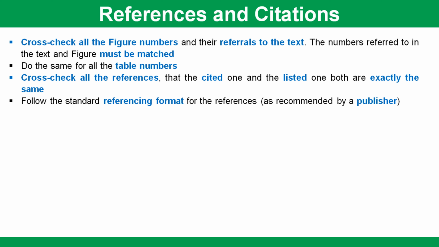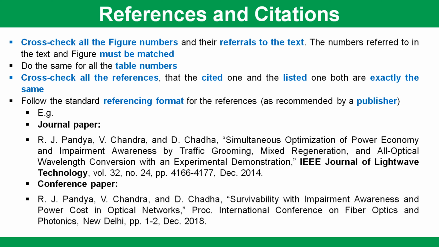Follow the standard referencing format recommended by the publisher to maintain professionalism and adherence to the academic standards. For journal papers, conference papers, and other sources, adhere to the standard referencing format recommended by the publisher. Ensure accuracy in the details such as author's name, title, journal or conference's name, volume number, issue number, page numbers, and publication date.